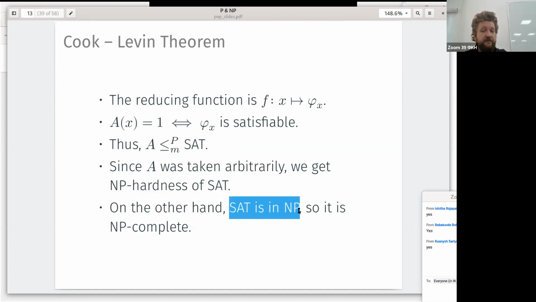And since SAT is in NP itself, it is an NP-complete problem. So this is the basic theorem of NP-completeness. We have SAT, which is NP-hard. Now, all other things can be done by backwards reduction. Today we'll show that 3-SAT, so SAT for 3-CNF, is already NP-complete. We will do it by a reduction, by the Tseitin transformation. And in the next class, we'll show the same for the Hamiltonian path.